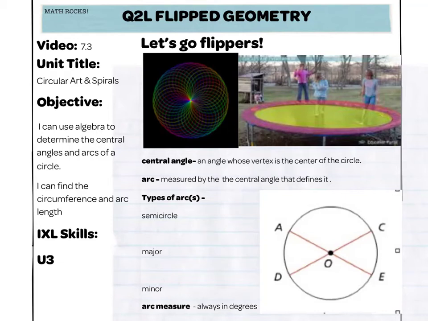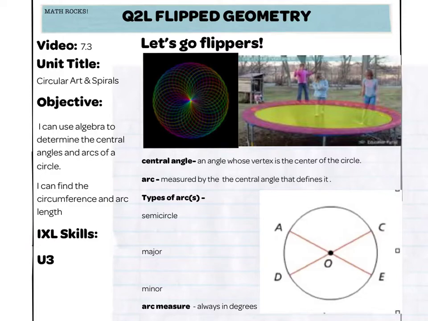All right, this is video 7.3. We're still doing circular art and spirals. The objective is I can use algebra to determine the central angles and arcs of circles, and I can find the circumference and arc length. Okay, so those are two different things. Remember, you're focusing on U3. All right, let's go flippers.